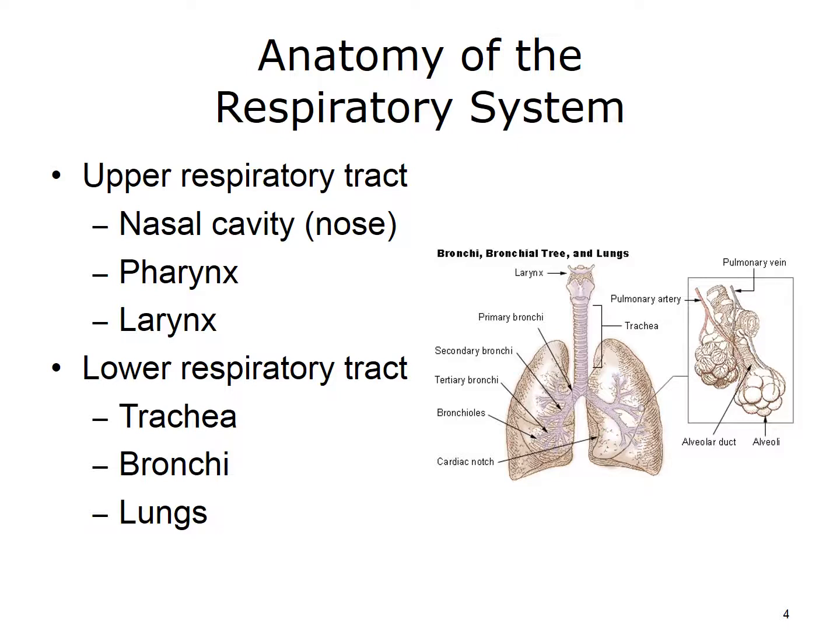The right lung has 3 lobes, while the left has 2. Pleurae are the membrane coverings that enclose each lung. The visceral pleura covers the lung.